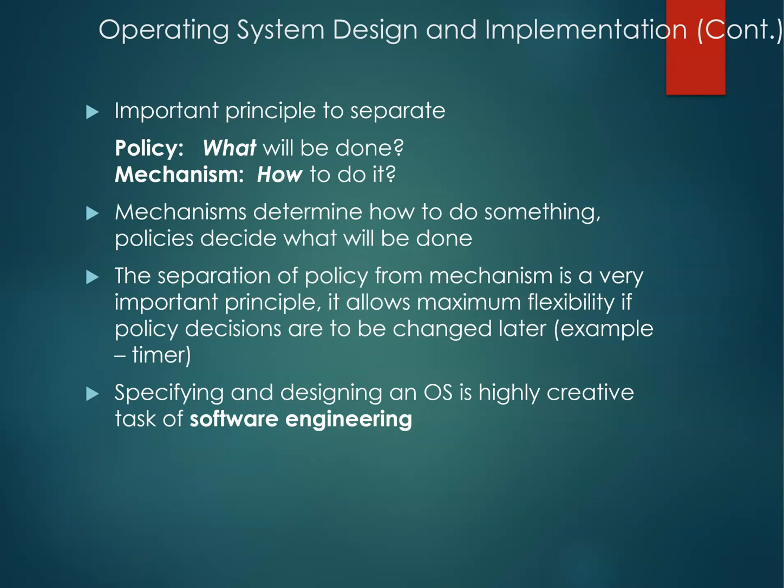An important principle is to separate policy, what will be done, from mechanism, how to do it. There's also the question of why. Mechanisms determine how to do something. Policies decide what will be done. The separation of policy from mechanism is a very important principle. It allows maximum flexibility if policy decisions are to be changed later. For example, timers. Specifying and designing an OS is a highly creative task of software engineering. It's also one of the hardest, honestly.